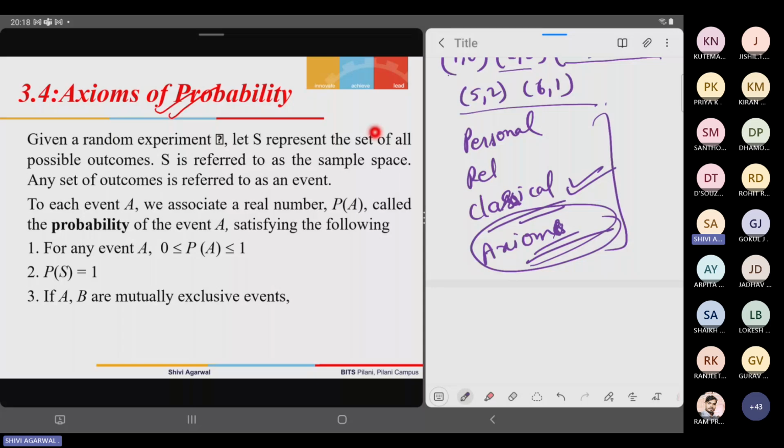Based on that, there are three axioms here. Given a random experiment, let S represent the set of all possible outcomes. It refers to the sample space. Any subset of outcomes is referred to as an event. To each event A, we associate a real number, that is P(A). So you know very well.